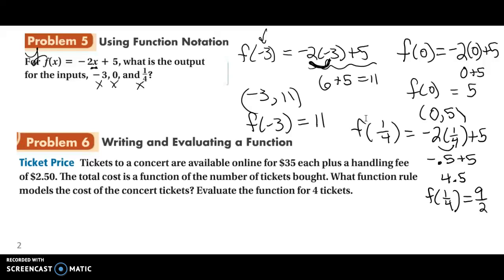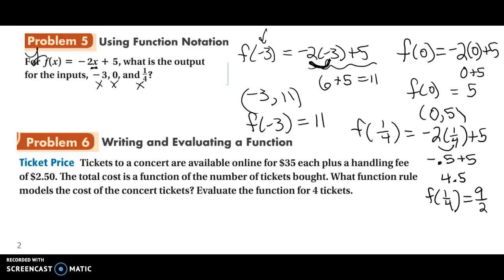Now we can use function notation in real life. Let's talk about going to a concert. Maybe you recently saw a concert over the summer. So we can read the problem here. Tickets to a particular concert are available online for $35, but they're going to charge you a handling fee because they're going to have to mail you the tickets, of $250. The mailing fee is only a one-time fee, but each ticket is $35.